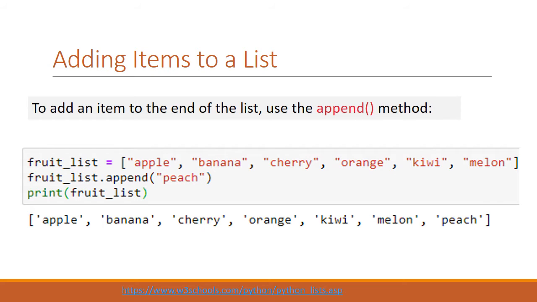One of the ways that we can add an item to the end of a list is by using the list's append method. So in our fruit list example, we want to add peach to the end of the list. To do that, we say fruit list dot append, and we use the string peach as a parameter. You can see when we print the list that peach has been added as an element to the end of the list.